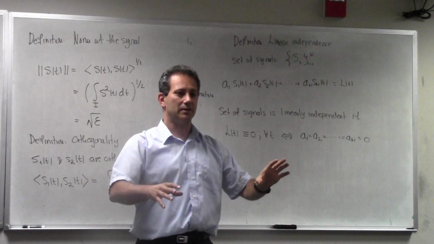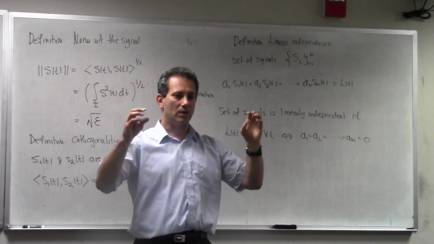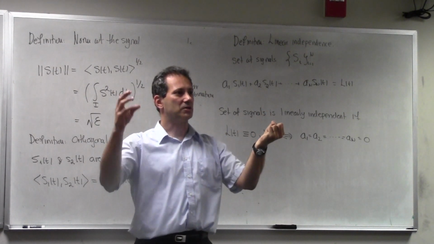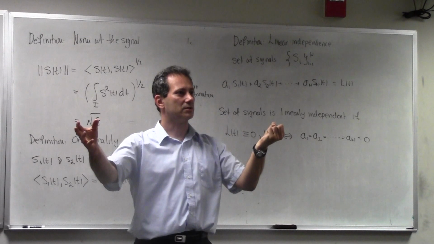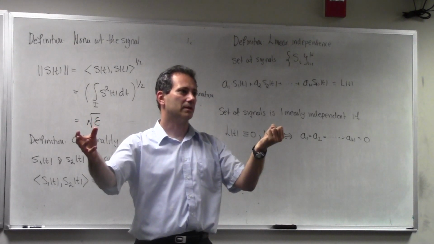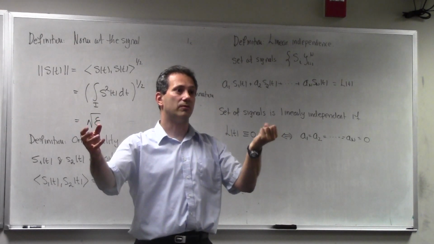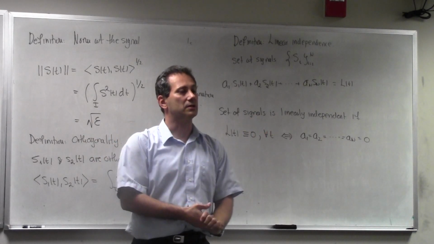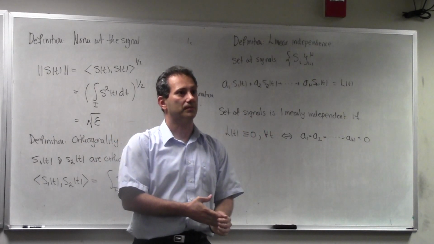Let me really state it in simple English. If you have a group of signals and you can pick one of them and express it as a function of the others, then they are linearly dependent. If that is not possible for any pick, then the signals are independent of each other, right?